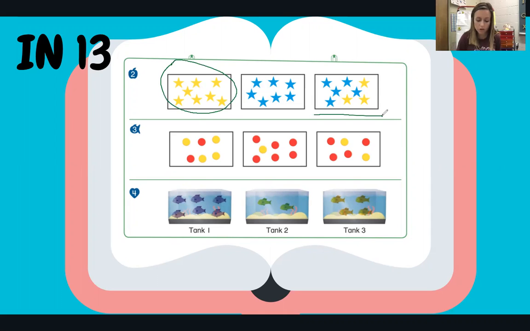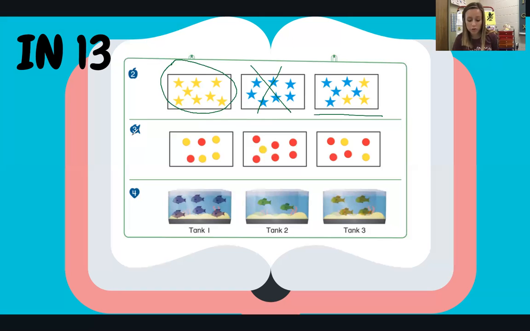But this one does. Let's draw a line under this one. Now draw an X on the group that has no yellow stars. Go ahead and try it. You should have said this middle group. There are no yellow stars there, only blue. All right, let's move on to number 3 with the fish.